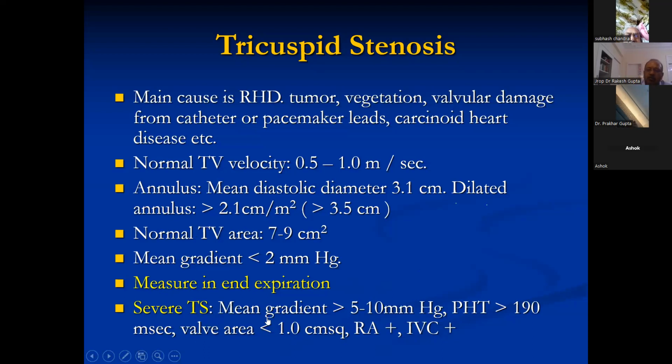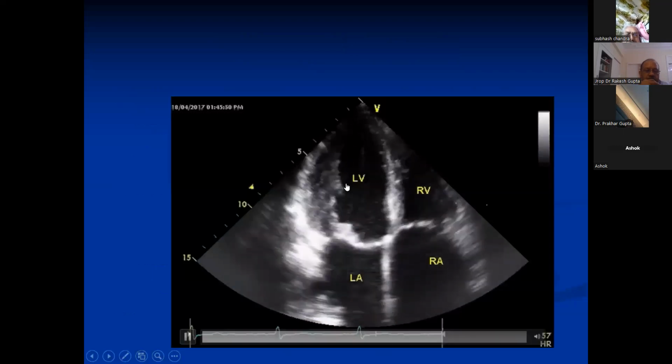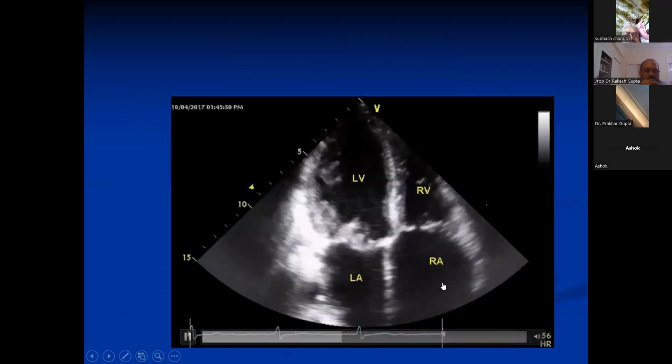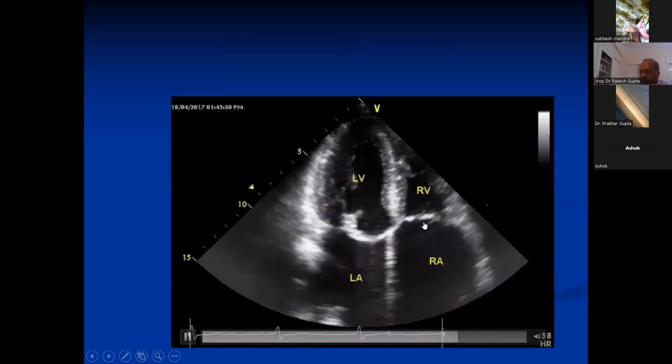Severe TS is when the mean gradient is more than 5 to 10, PHT more than 190, area less than 1 centimeter square, and RA large, IVC large, and all these things. So you can see here in this patient the left ventricle, right ventricle, RA, LA. You can see the RA is also significantly large. Why? Because there is a tricuspid stenosis.